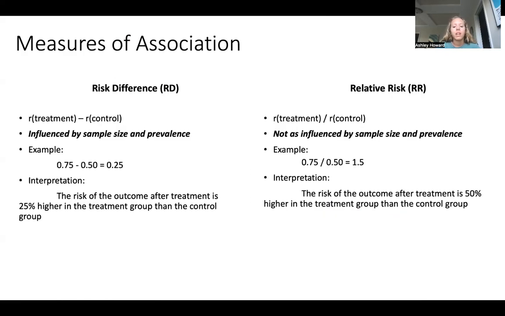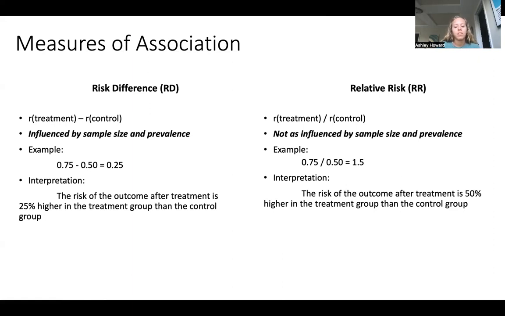Measures of association allow us to compare the impact of the different groups on the study outcome. For example, in a clinical trial, we could use measures of association to determine whether the treatment or control group has a stronger association with the outcome of interest. Two common measures of association are relative difference and relative risk.